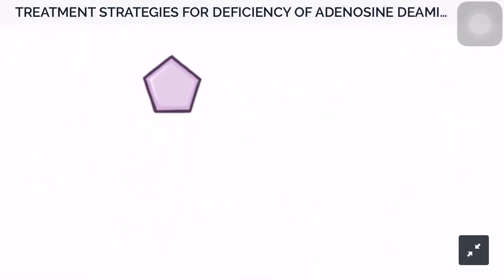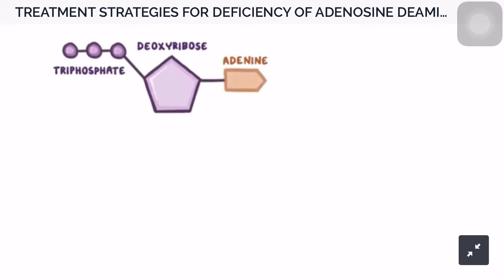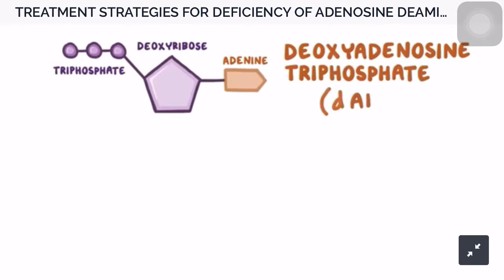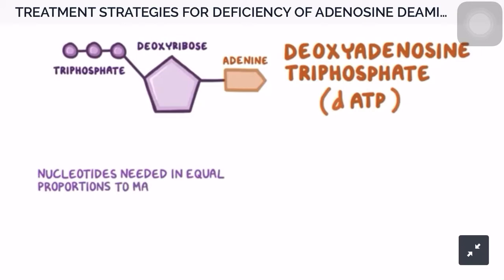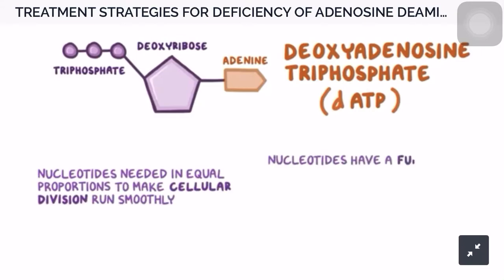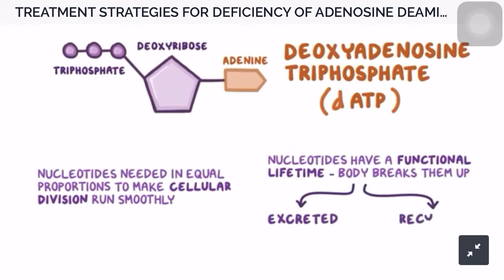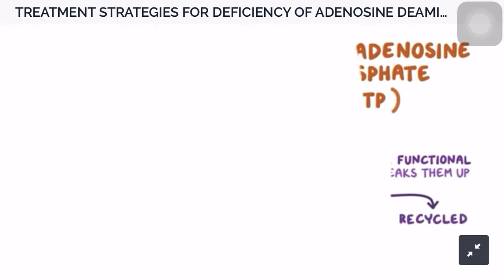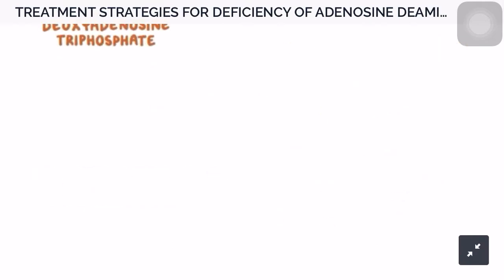So, the name of a deoxyribose-containing triphosphate nucleotide, based on adenine, that makes up DNA, would be deoxyadenosine triphosphate, or dATP for short. These nucleotides are needed in equal proportions in order to make cellular division run smoothly. Now, nucleotides have a functional lifetime of their own, and our body has mechanisms to break them up into their building blocks to either be excreted or recycled. Let's focus on deoxyadenosine triphosphate.